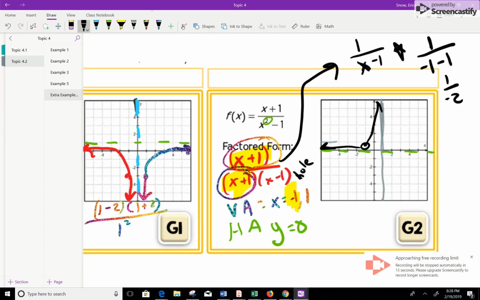When I plug in 2, I get 1 over 1. So my other point is at 2, 1. And it looks like this. Oh, that's negative 1/2. Ooh, I messed up. Shocker, I know. You guys are so shocked.